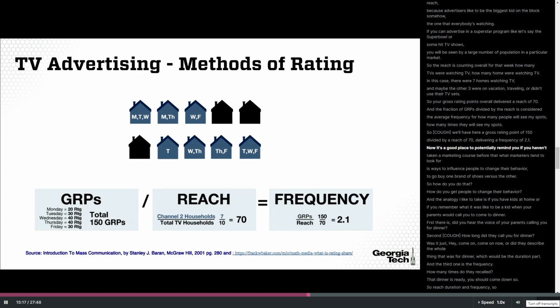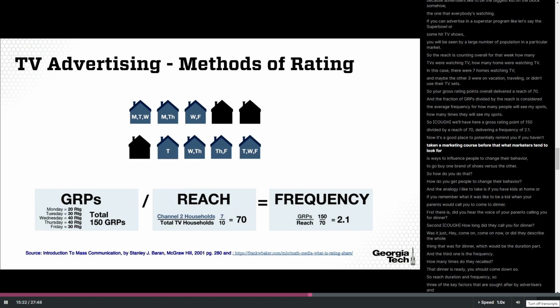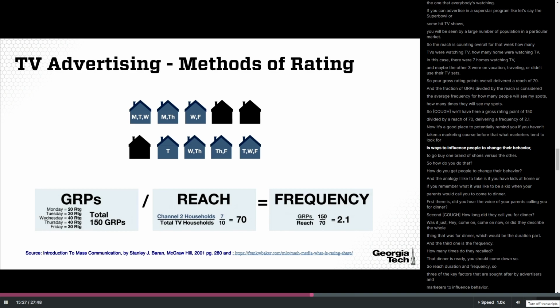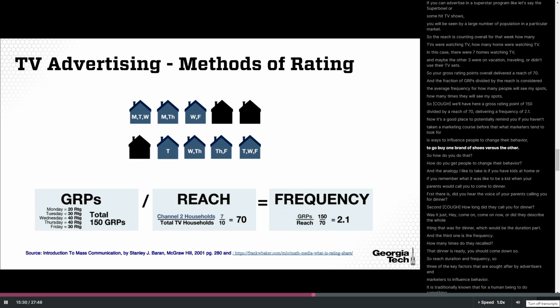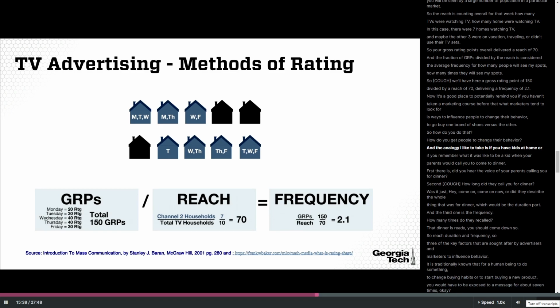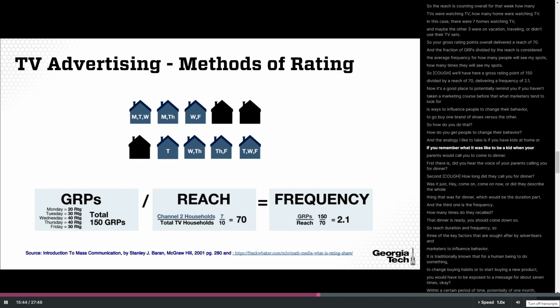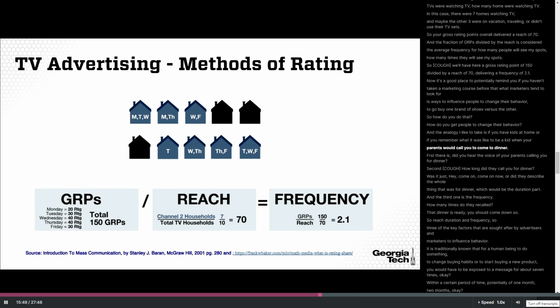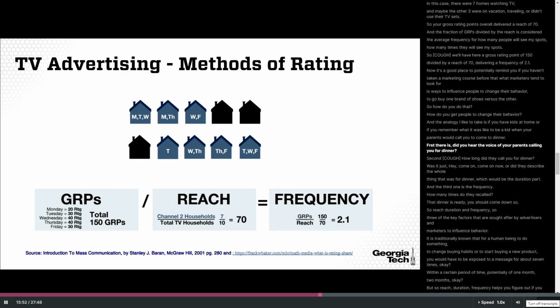Now, it's a good place to potentially remind you, if you haven't taken a marketing course before, that what marketers tend to look for is ways to influence people to change their behavior, to go buy one brand of shoes versus the other. So how do you do that? How do you get people to change their behavior? And the analogy I like to take is if you have kids at home, or if you remember what it was like to be a kid when your parents would call you to come to dinner, first there is, did you hear the voice of your parents calling you for dinner?